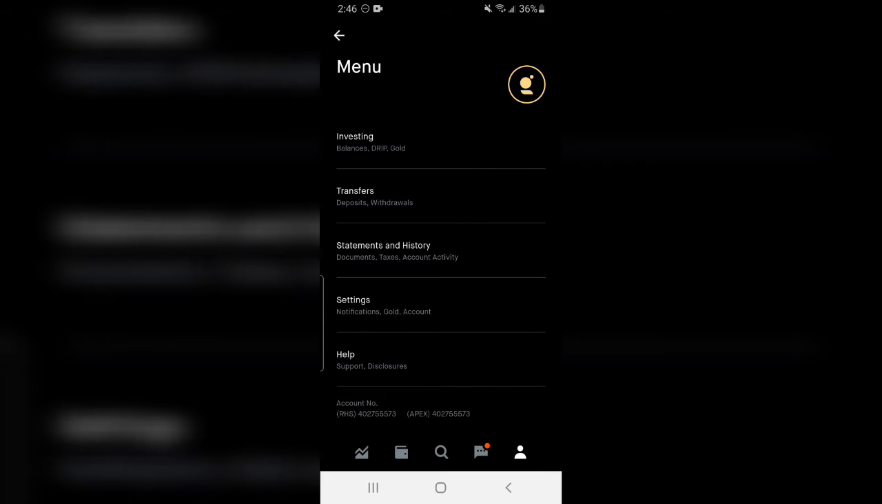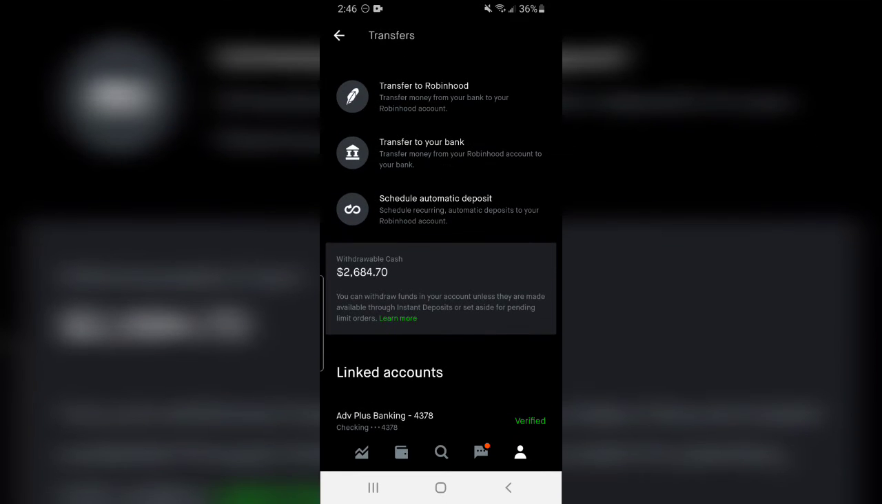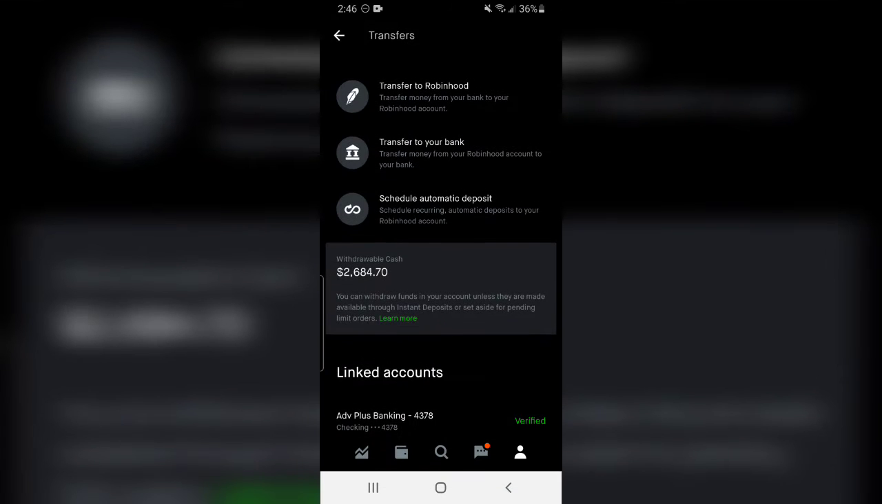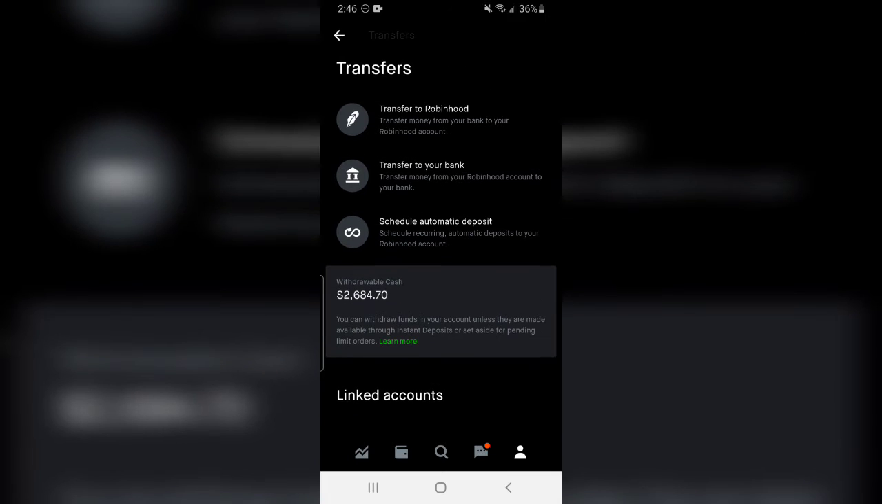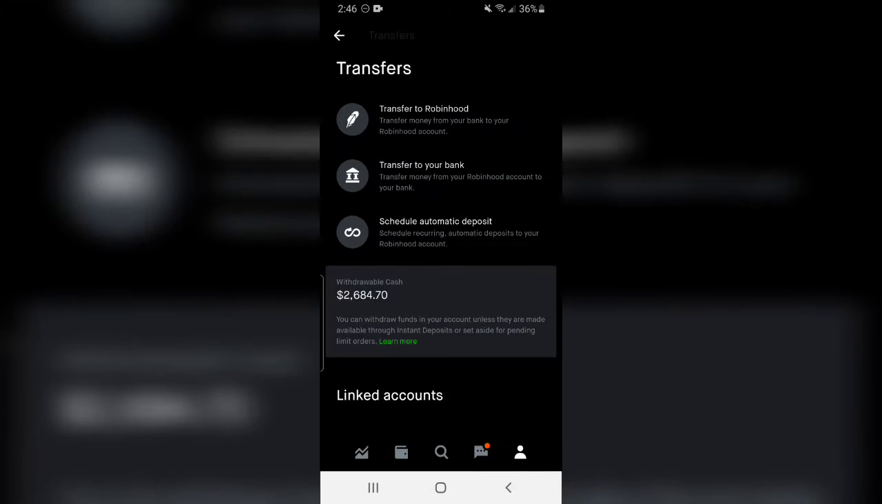So here are your transfers. When you want to deposit money, you would go here, do transfer to Robinhood, and then put in your bank account information. I already have my bank account information in there, and I already have money in here. If I wanted to withdraw my money, I can do that. You would just click transfer to bank and then withdraw your money.